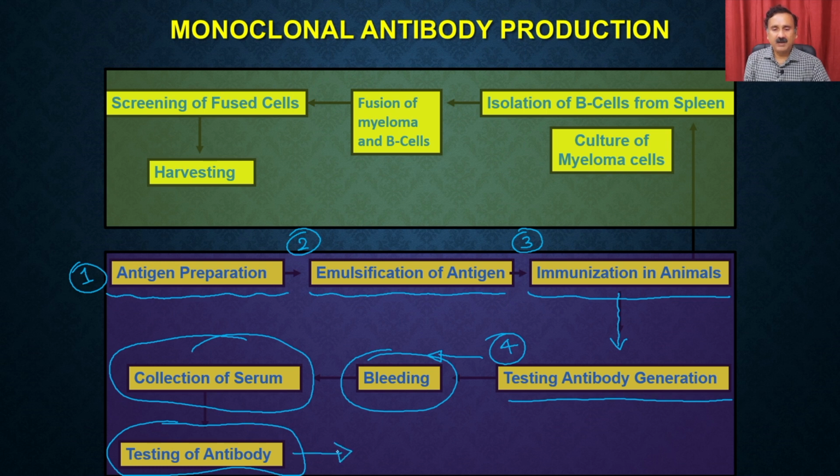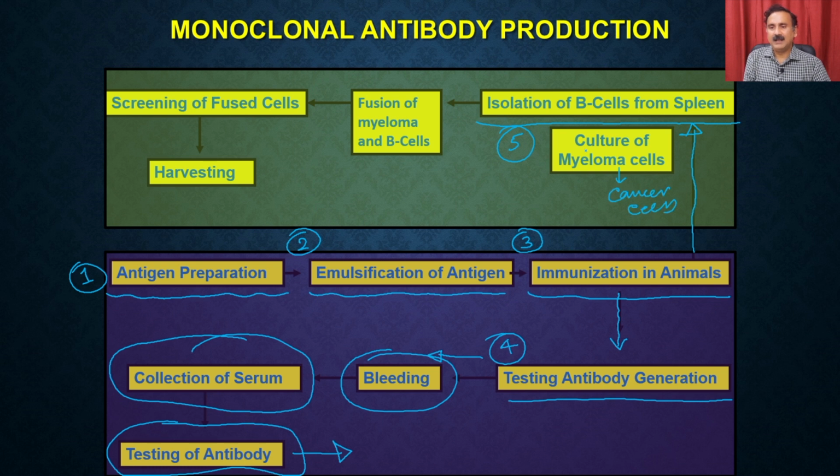By the time the antibodies are produced, you take these immunized animals and start isolating the B cells from the spleen. At this stage, when antibodies are being produced in the animal, you dissect the animal, isolate the B cells from the spleen, and you also have to culture. So this is step 5, where you isolate the B cells from the spleen and also culture the myeloma cells. These myeloma cells are actually cancer cells.